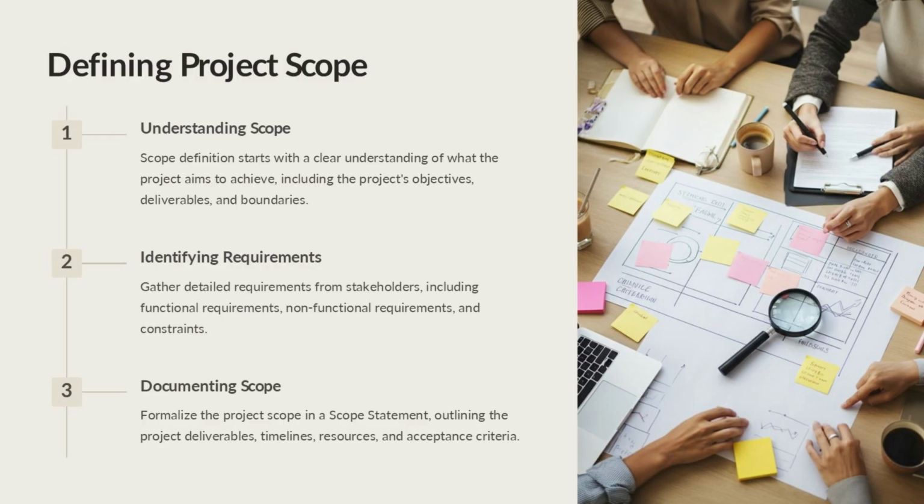The goal of this slide is to outline the key steps in defining the scope of a project. First, it's critical to have a clear understanding of what the project aims to achieve, its objectives, key deliverables, and boundaries. And next, we need to gather detailed requirements from stakeholders, including functional requirements, non-functional requirements, and any constraints. Finally, we formalize all of this information into a comprehensive scope statement that outlines the project deliverables, timelines, resources, and acceptance criteria. Having a well-defined scope is essential for keeping the project on track and ensuring it meets the client's needs.